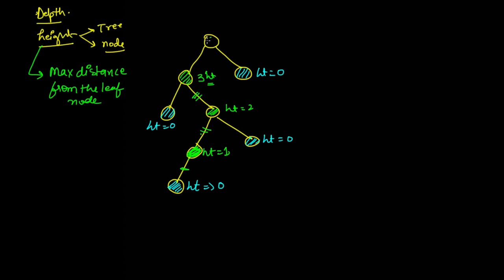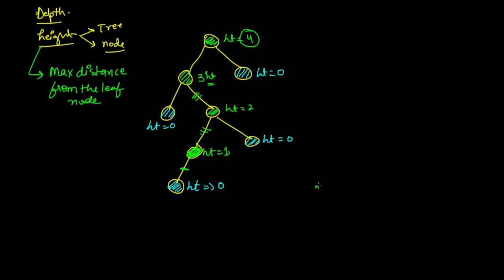Now for this node, this is the root node. So what is the height of the root node? The height of this root node is 4. This height of the root node is also called the height of the tree. Whenever I say the height of the tree, I am talking about the height of the root node, and whenever I say the height of a node, I am talking about the height of any particular node. This is how the height is calculated.